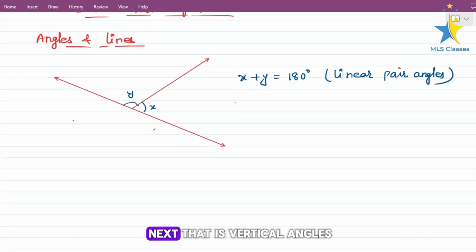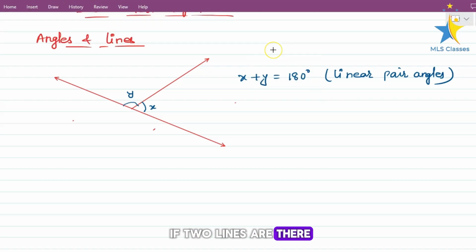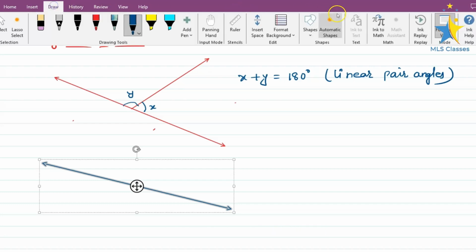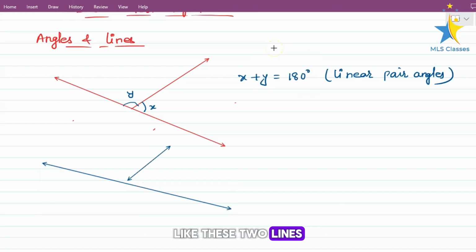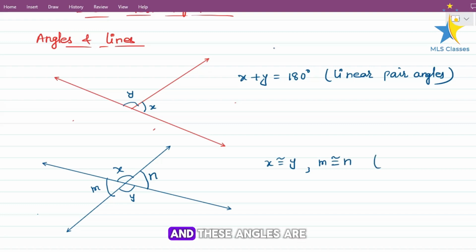Now moving to the next, that is vertical angles. In vertical angles, if two lines are just intersecting each other like these two lines, then the opposite angles, like this and this, or this and this, are called vertical angles, and these are congruent. So we can say x is congruent to y and m is congruent to n.